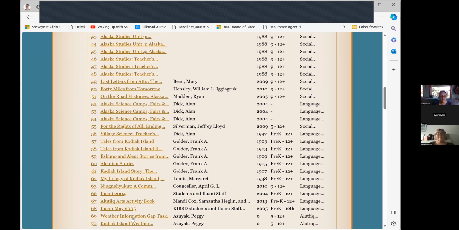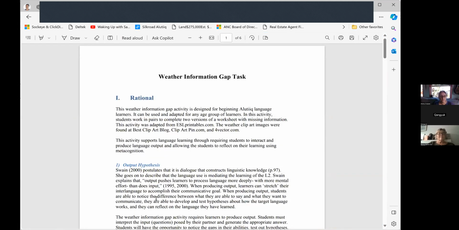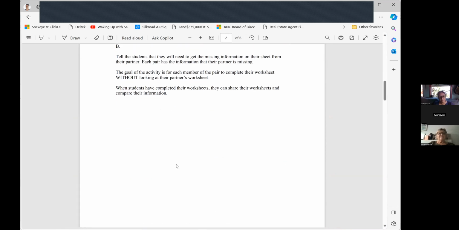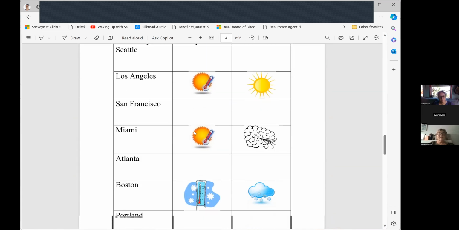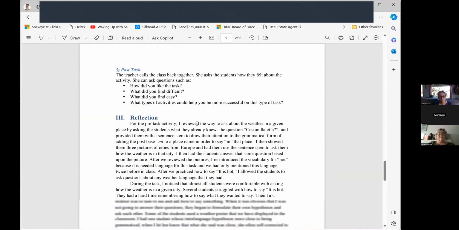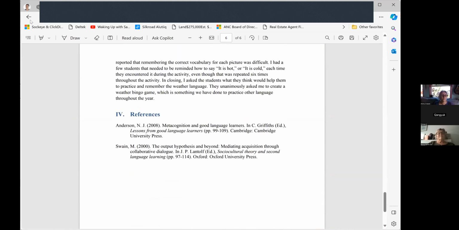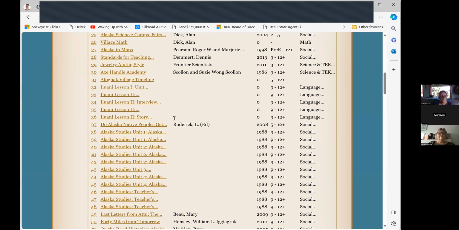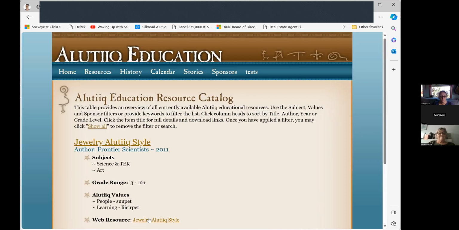Weather information gap tasks. I'm just curious what this is. Oh, interesting. I think this maybe was something you'd have to ask Peggy about, the origin of it. Interesting things got loaded over the years. Alan Dick's Village Math is also a really neat resource. Jewelry, Alutiiq style.